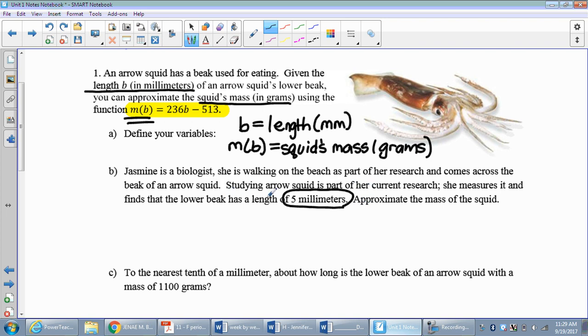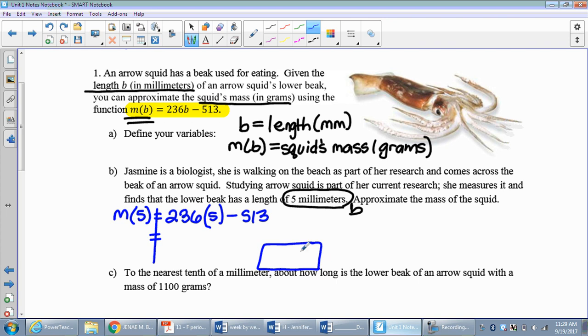Well, when I'm seeing this, it says a length of 5 millimeters, and I look, B represents length in millimeters, so I know that this is a value for B. It's an input. So to answer this question, we need to calculate M of 5, which means wherever we see X, or excuse me, in this case, B, we will plug in 5. I'm going to let you finish that one and get an answer that we'll look at tomorrow in class together.